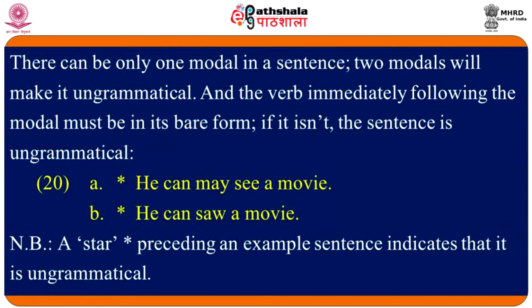There can be only one modal in a sentence. Two modals will make it ungrammatical, and the verb immediately following the modal must be in its bare form. If it isn't, the sentence is ungrammatical, as you see on the screen. He can may see a movie. Wrong. He can saw a movie. Wrong. We conventionally use a star preceding an example sentence to mean that it's ungrammatical.